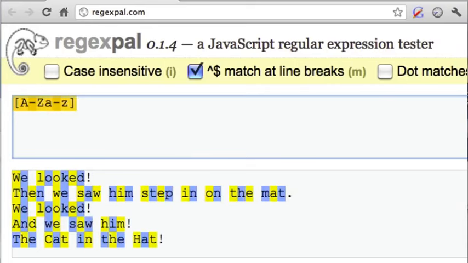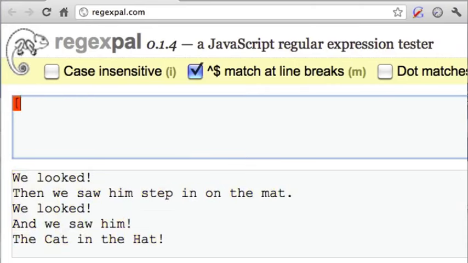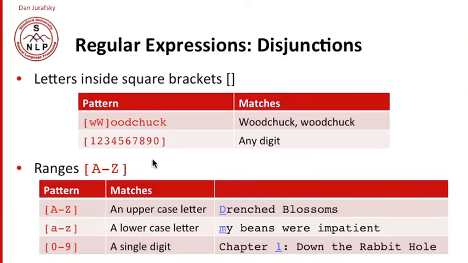Or we could simply match some of the non-alphanumeric characters. We could have space and exclamation point in our square brackets, and that's going to match, as you can see, some of the non-alphabetic characters. Okay, so let's go on.